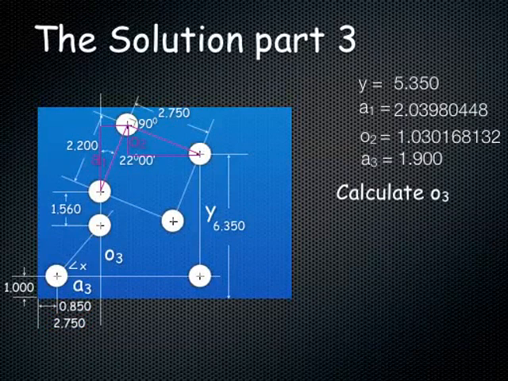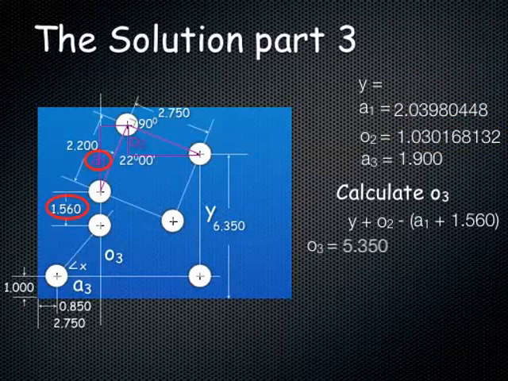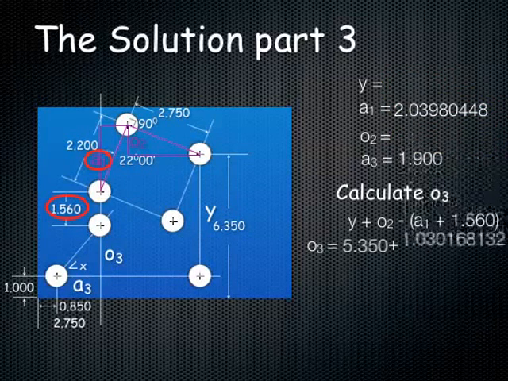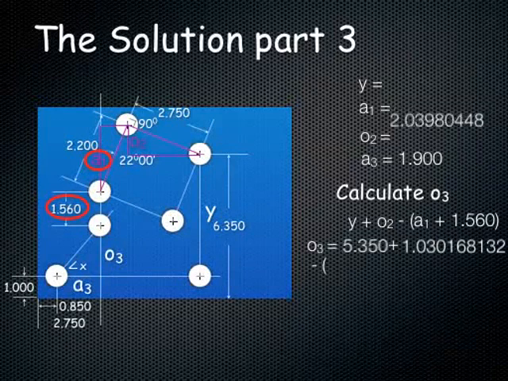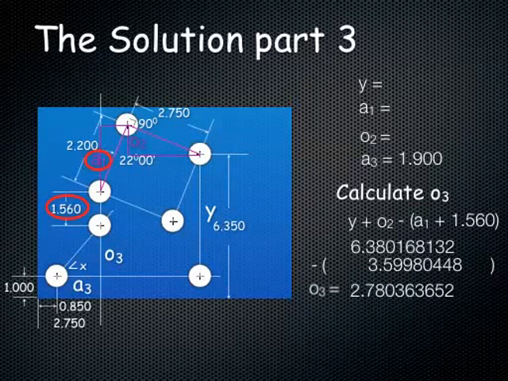So let's calculate O3. To do that, we'll take y, add O2, and then subtract A1 and 1.560. Substituting in the values, y plus O2, minus 2.0398048, and then minus 1.560, add those, subtract that, and we have 2.780363652 for O3.